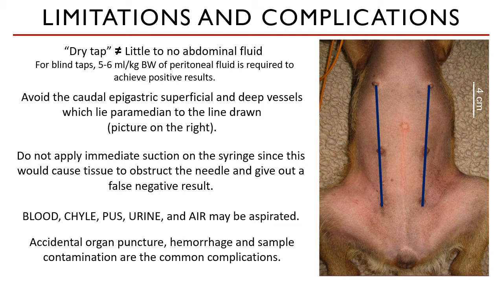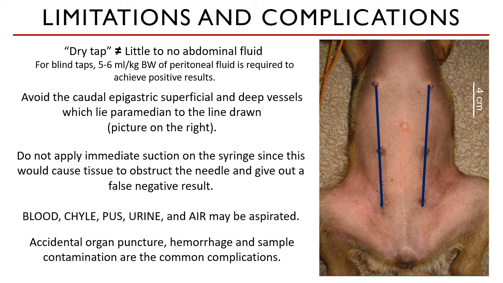So, a little nomenclature lesson. If we aspirate chyle from the abdomen, we call it chyloabdomen. If we aspirate pus, we call it pyoabdomen. What if we aspirate urine? Uroabdomen, correct. So what if we aspirate blood? That's the easy one. Hemoabdomen.